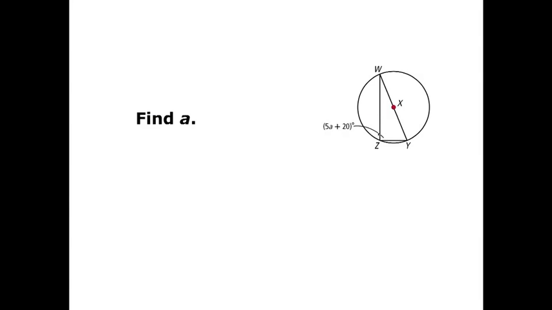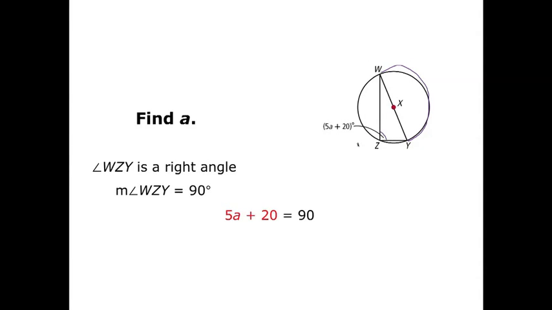Okay, so using that very idea, I can see that angle Z here is actually intercepting a semicircle right here. So since it's intercepting a semicircle, this angle has to be a right angle. So all I have to do to solve for A is set 5A plus 20 equal to 90 degrees. Solve by subtracting 20 and then dividing by 5, and A is 14.